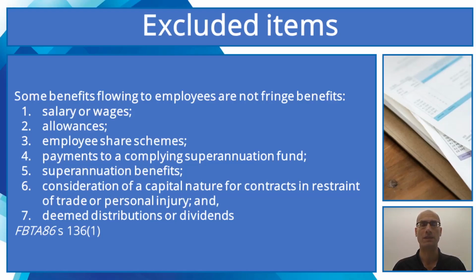Obviously, the benefits that flow from super as well. Also, where you pay either lump sum or periodic payments to employees for either restraint of trade or personal injury matters, where they've been paid usually as some form of compensation as a result. And finally, dividends and distributions. They're not fringe benefits within the meaning of this regime.